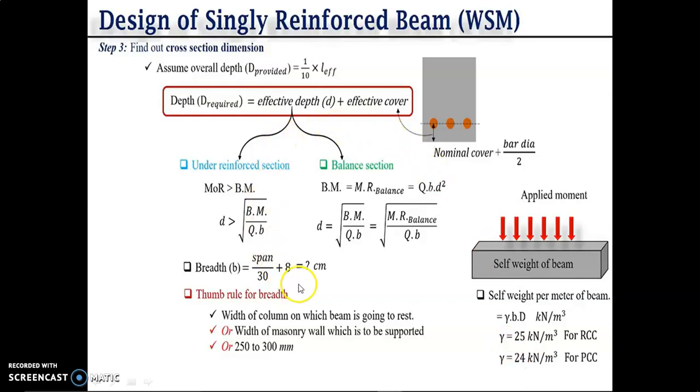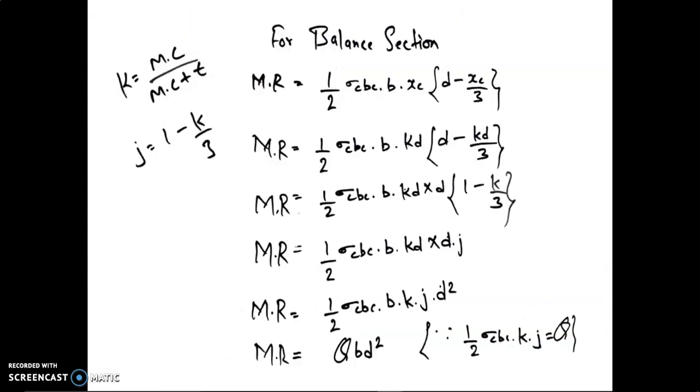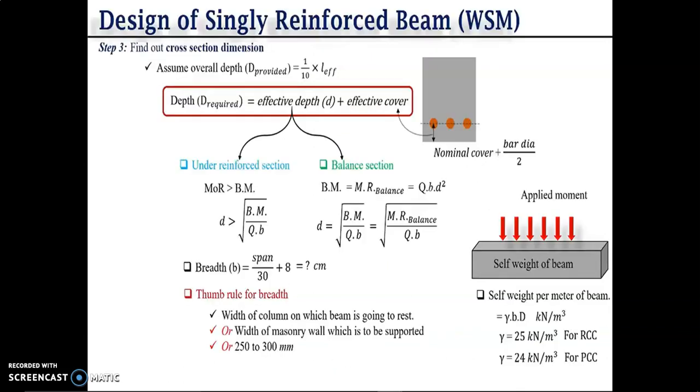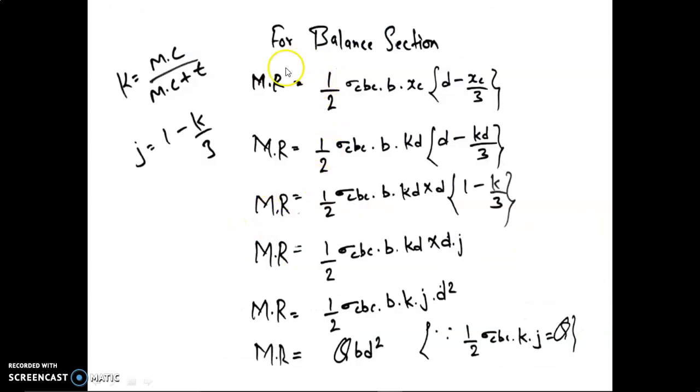So after finding the dimensions, the second thing you have to find is the area of reinforcement. Here one term comes, that is Q. So how do we find the Q? There is some concept behind that which we already discussed in our previous video, but here we also discuss that part.